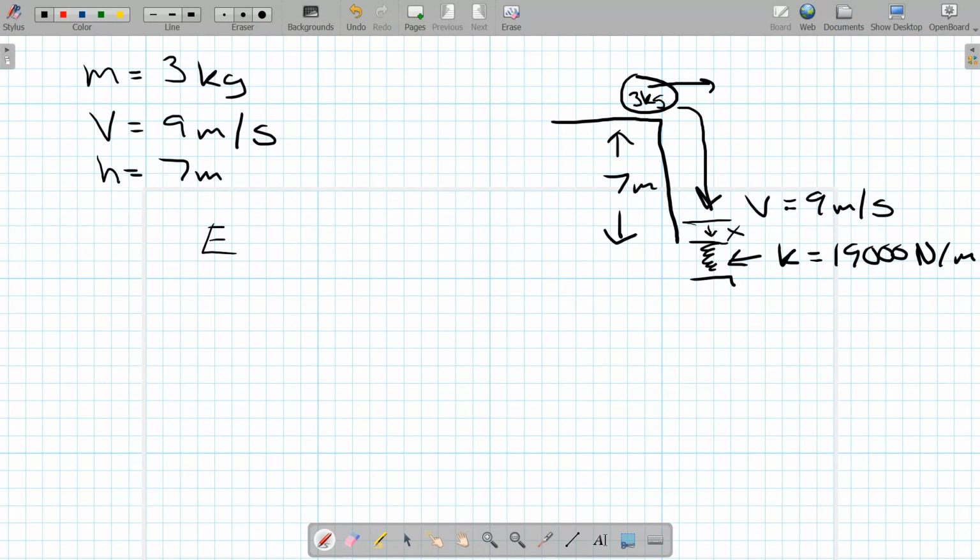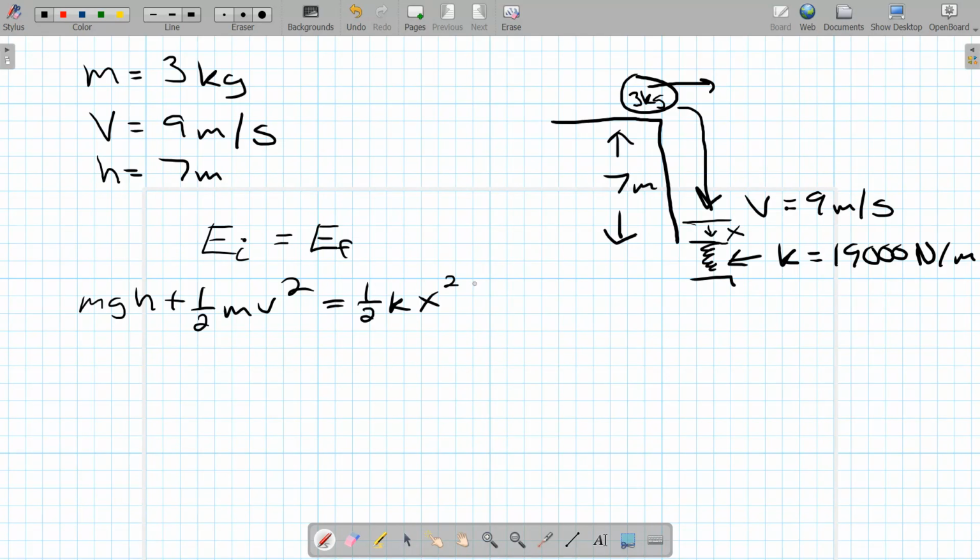So this is conservation of energy. So we have the energy in the beginning versus the energy final. So in the beginning, we have mgh plus 1/2 times the mass times the velocity squared. And then all of that gets absorbed by the spring, which is 1/2 times kx squared. Does that make sense? So then we really just plug stuff in.